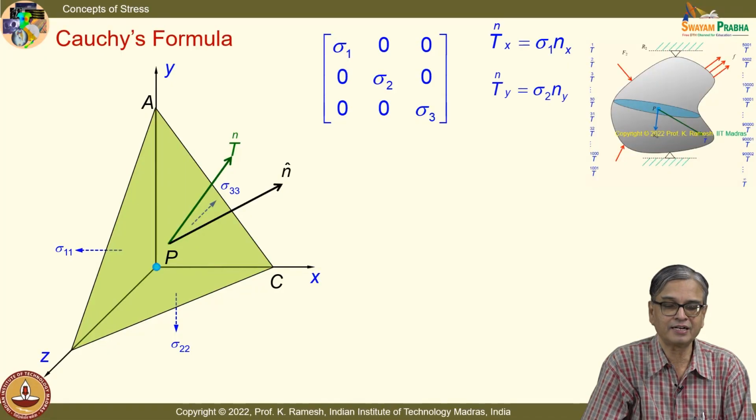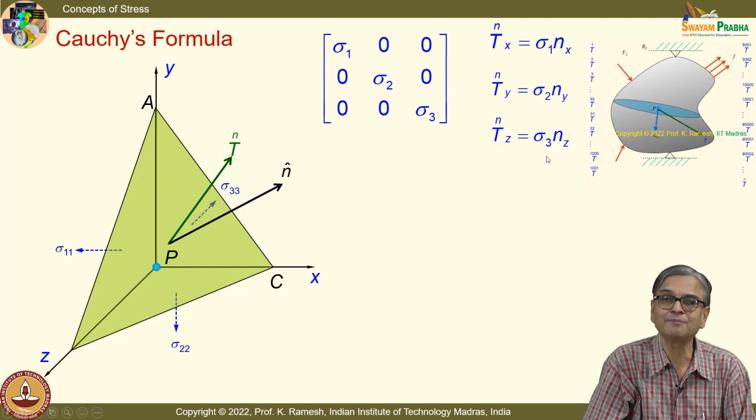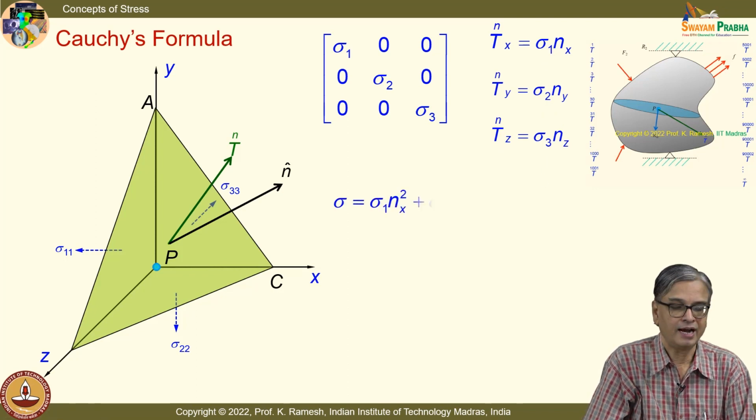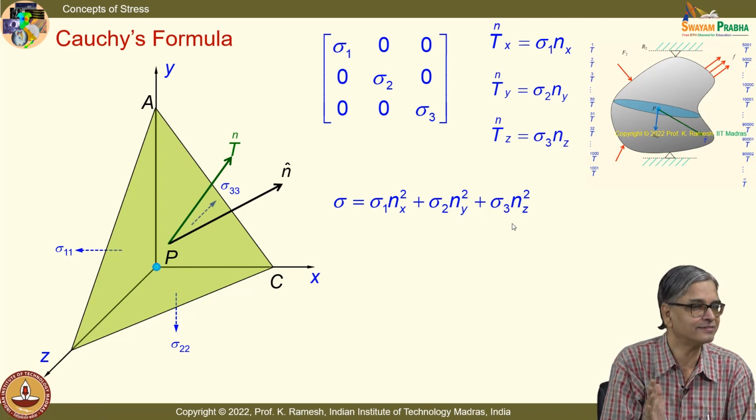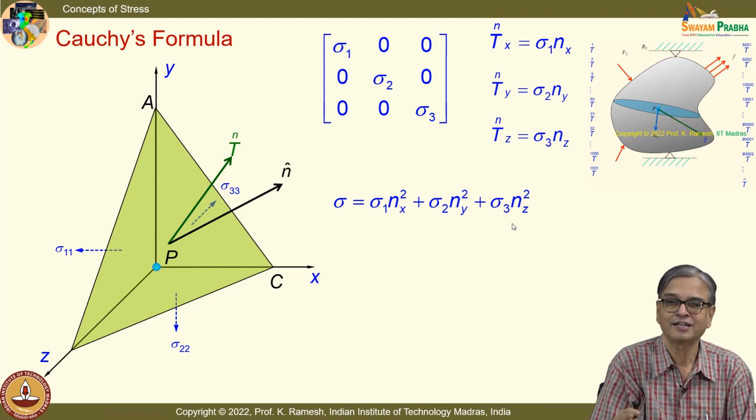I have very simple expressions for Tnx, Tny and Tnz. They are simply sigma 1 nx, sigma 2 ny, sigma 3 nz. And I have sigma as sigma 1 nx squared plus sigma 2 ny squared plus sigma 3 nz squared. Very elegant and nice looking compared to what we had seen for a generic representation of stress tensor. This is very elegant.